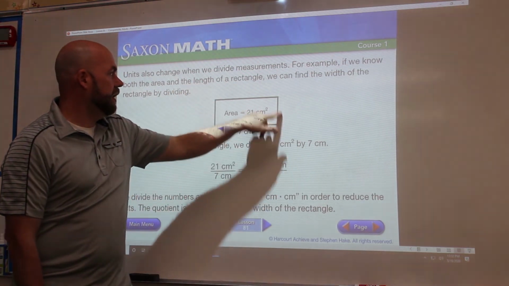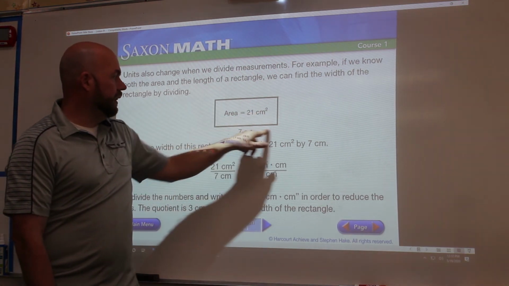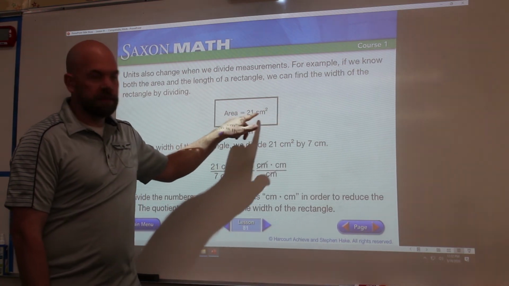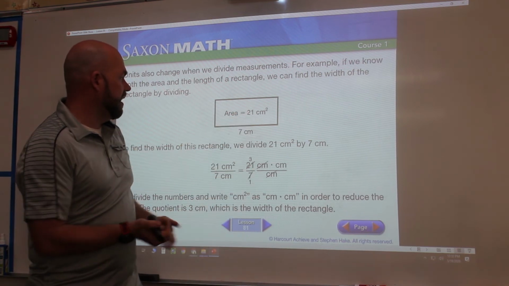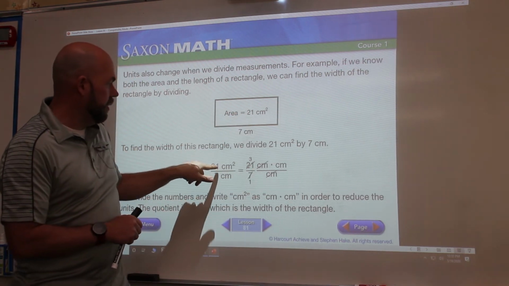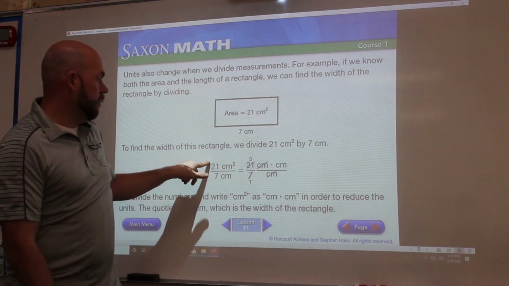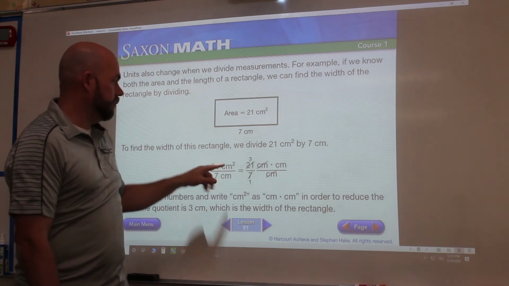So if the area here is 21 centimeters squared, and we know one length is 7, so 7 times something is going to equal 21 centimeters squared. So what we can do is we can just divide by 7, so we write it like this, 21 centimeters squared divided by 7 centimeters. Now 21 divided by 7, if we reduce that, that's just going to be 3 over 1, or 3.